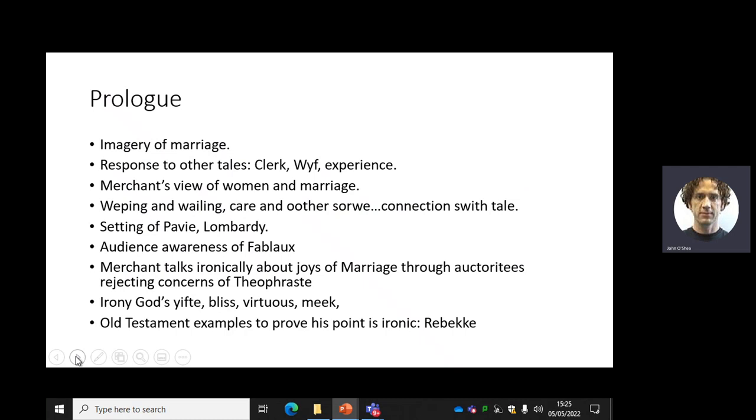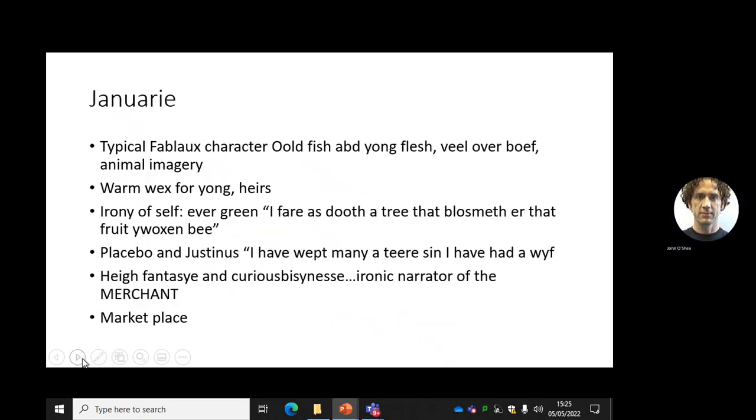So foreshadowing is part of the entertainment of the story. Irony is part of the entertainment of the story. So what do you know about January? January has irony itself. He isn't aware of how he truly is. Okay, so he's the typical self-deceptive character in Babylon. He thinks he's a lover, but he's more of a comic character.